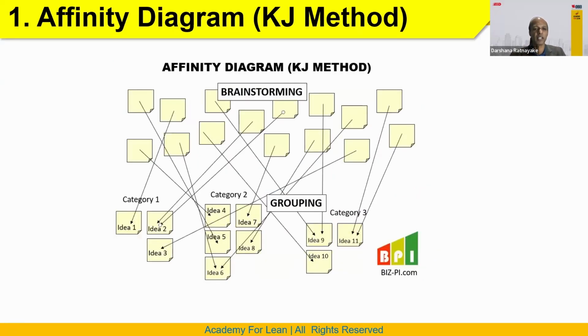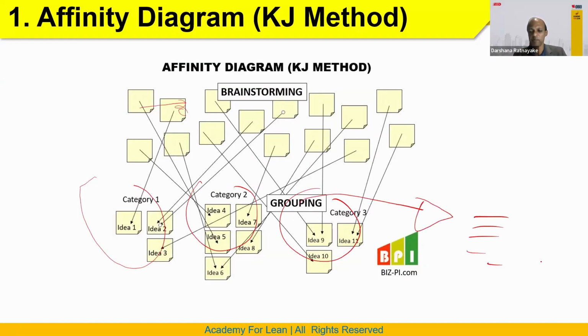Now you can see here, right? This is an example we have taken from the bizpi.com website. You can see at the top, we have all the ideas placed there. Then based on the category, we make the categories. We have this idea 1, 2, 3. Then based on this, we make a separate action plan. So this is called the affinity diagram. This will simplify our task.